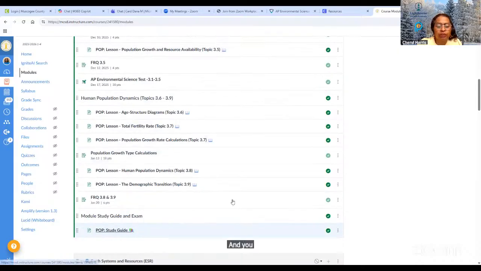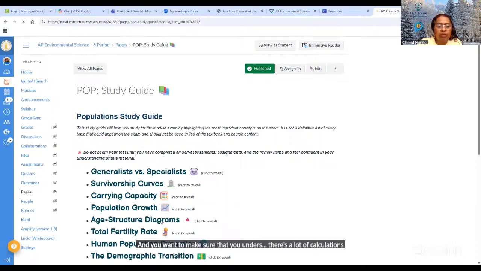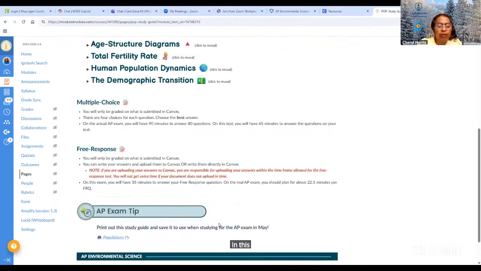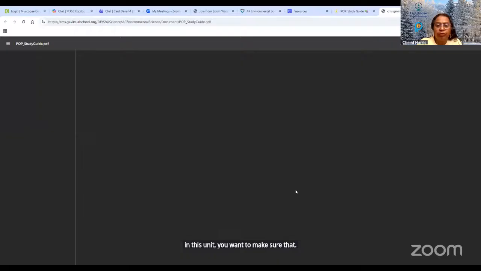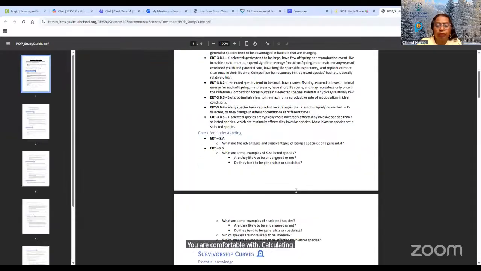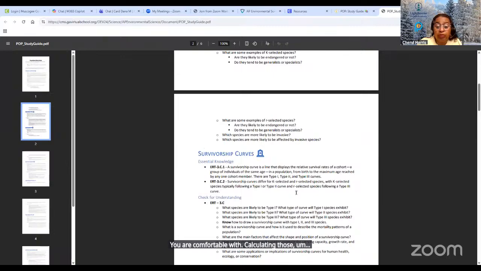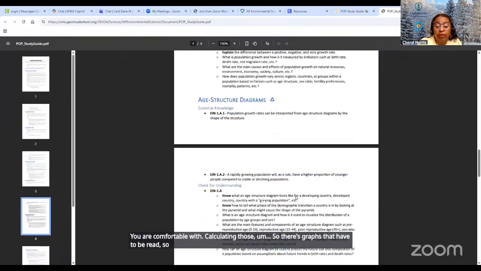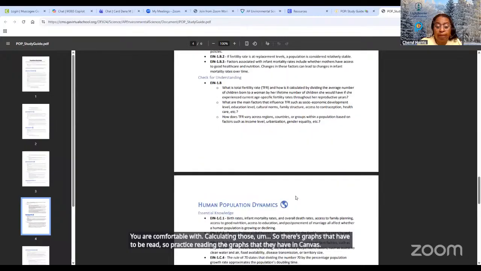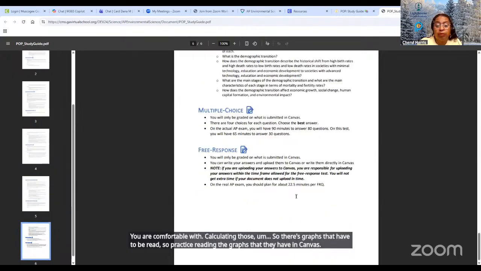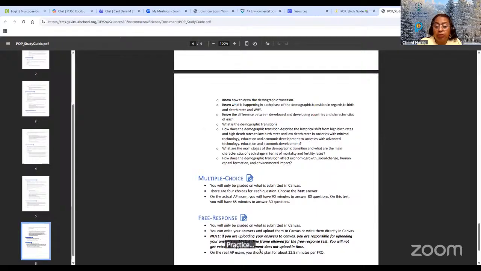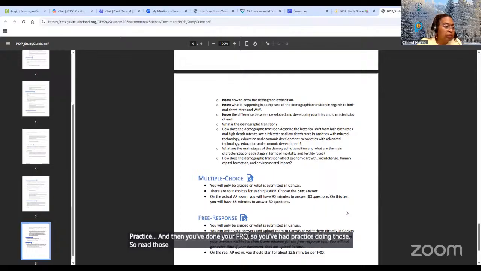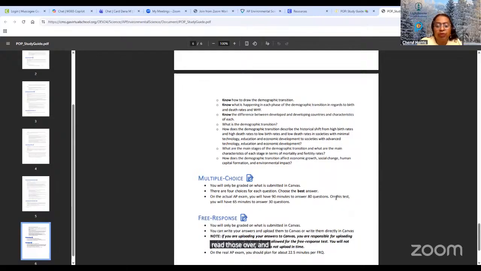And you want to make sure that there's a lot of calculations and things in this unit. You want to make sure that you are comfortable with calculating those. So there's graphs that have to be read, so practice reading the graphs that they have in Canvas. Practice. And then you've done your FRQs, so you've had practice doing those. So read those over. A lot of you submit things and then never look back at them again. Read those over and let those help you prepare for Tuesday's test. Okay?